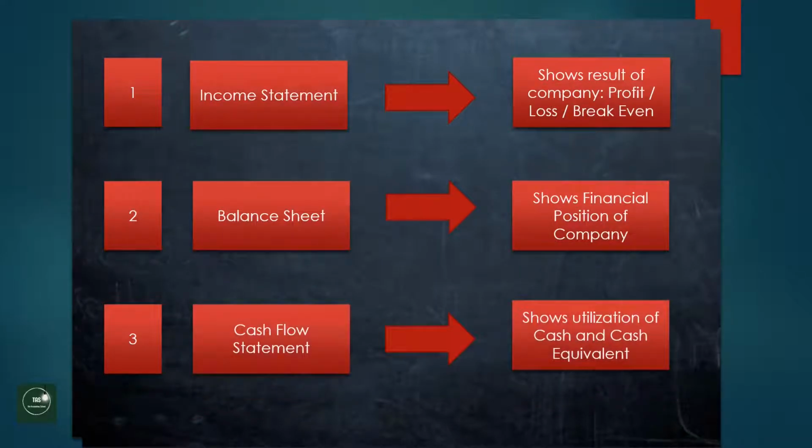The income statement shows a company's revenues and expenses over a period of time and calculates the net income or loss. The balance sheet shows a company's financial position at a given point in time, as we discussed earlier. The statement of cash flows shows how a company's cash balance changed over a period of time.